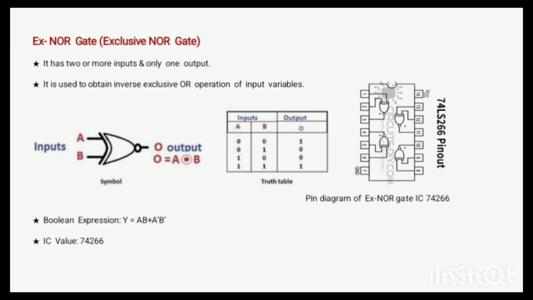Then this is the pin diagram of XNOR gate IC 74266. This is the 14 pin IC, 7 pin ground, 14 pin positive VCC, first and second input, and third pin will be output. In IC 74266 there are 4 XNOR gates. This is whole about exclusive NOR gate.